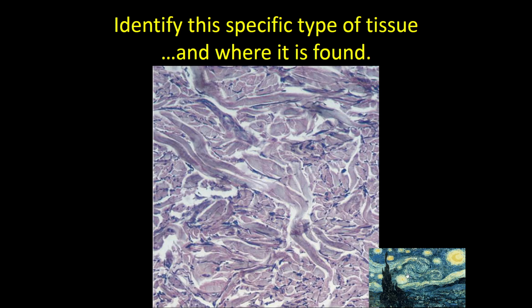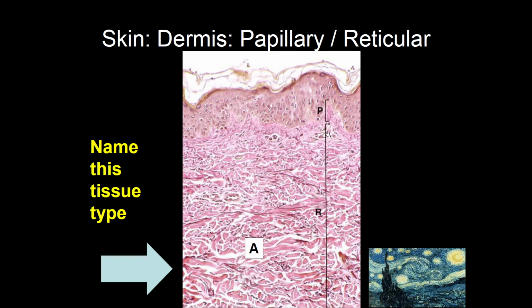This looks like our Van Gogh Starry Starry Night. This is going in multiple directions. So this is going to be our dense, irregular connective tissue. Down here, once again, we see multiple layers all kind of branching out into their own area. So this is going to be the dense, irregular connective tissue.